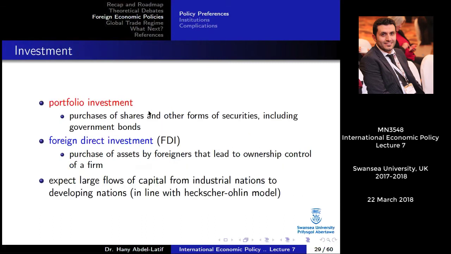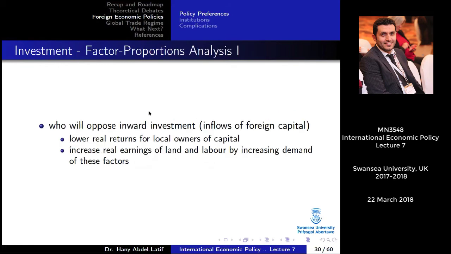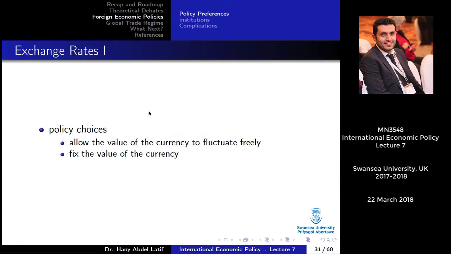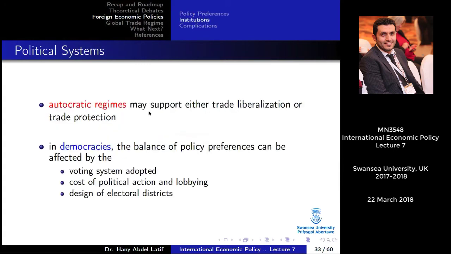You can do this with investment. We should expect large investment or capital flows from industrial or advanced nations to developing nations if we apply the same sort of analysis. But who is going to oppose investment? Obviously, if we have large capital inflows, that will lower real returns for local owners of capital, so local owners of capital will be against that. It will increase the real earnings of land and labor, by increasing demand for these factors. I'll skip that one.